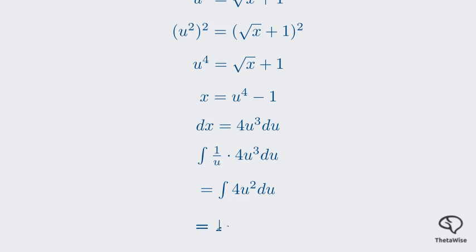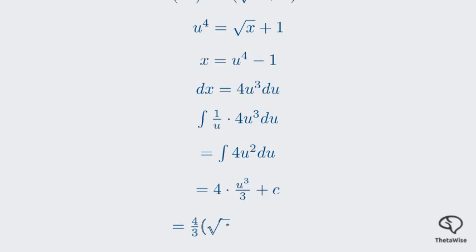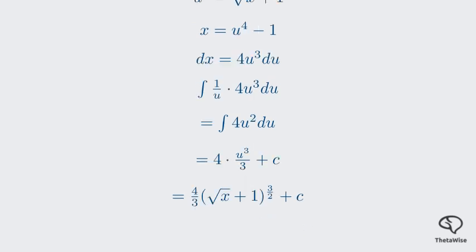Integrating this is straightforward. The integral of 4u squared is 4 times u cubed over 3 plus c. Our last step is to substitute back our original expression for u. Substituting x plus 1 for u, we get our final answer. Notice how clean it is despite the complexity of the original problem. Verified. Now let's revisit 2 examples from the beginning of our session, using the methods we've learned.